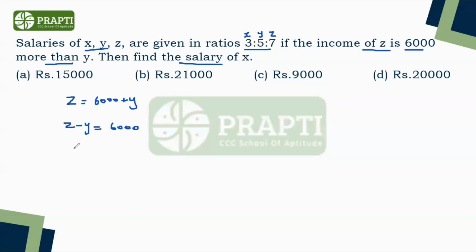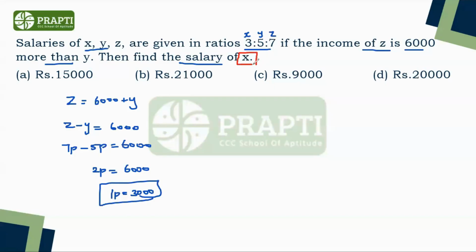So now, just substitute the ratio here. 7 parts minus Y, which is 5 parts, is equal to 6,000. 2 parts value is 6,000. Then the value of one part is nothing but 3,000. So we got the value of one part. Now what do they ask you to find? We have to find the salary of X. So what is the X salary? 3 parts. So 3 parts is equal to 3 into 1 part value, which is 3,000. So you will get the salary of X as 9,000 rupees. So option C is the right answer.